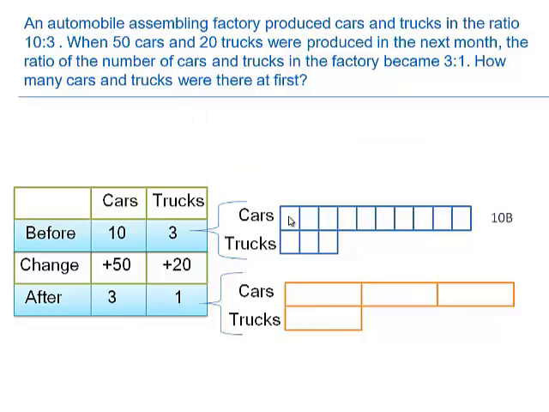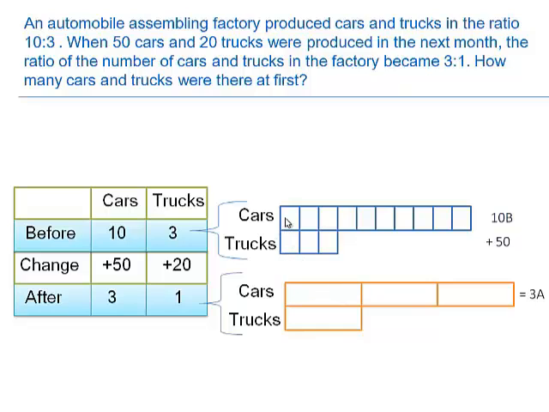Now we try to establish a relationship between the before units and the after units. If you take the cars, there are 10 before units, and what happened? We added 50 cars, all right? So 10 before units plus 50 is equal to 3 after units. So the first thing to note is that the unit sizes here are not the same as the unit sizes in the after unit. This is called the before unit, and this is called the after unit, right? And the unit sizes are not the same, so we are going to compare them.